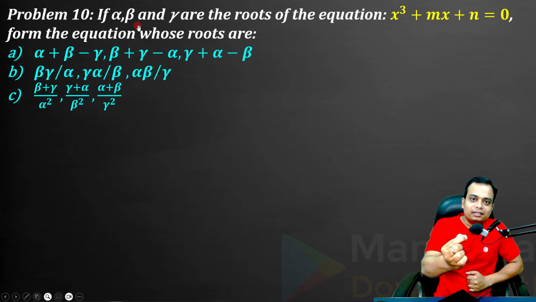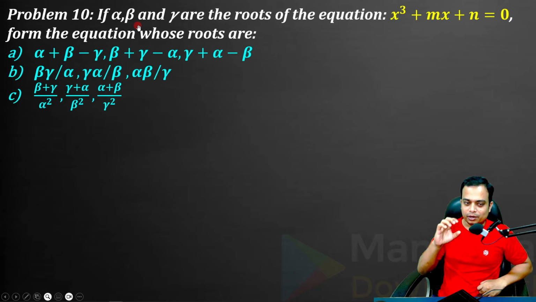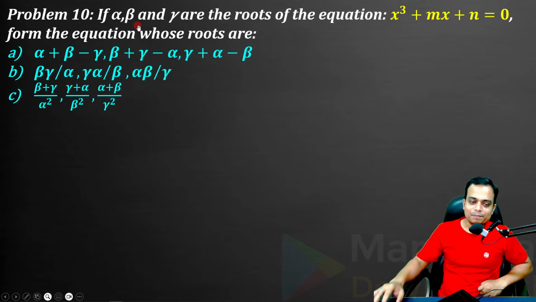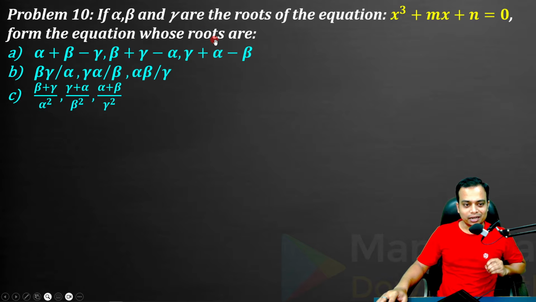And problem number 10 happens to be a combination of 3 different cases. We are going to work them out one by one, don't worry. Let me read it for you. If alpha, beta and gamma are the roots of the equation x cube plus mx plus n is equal to 0, form the equation whose roots are.